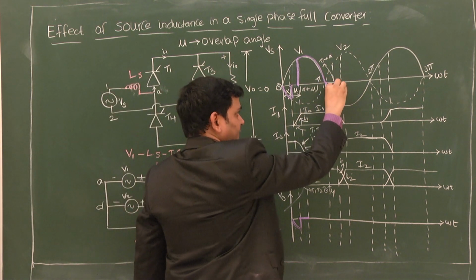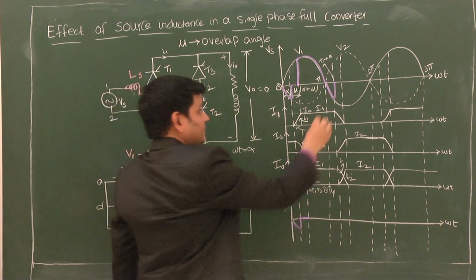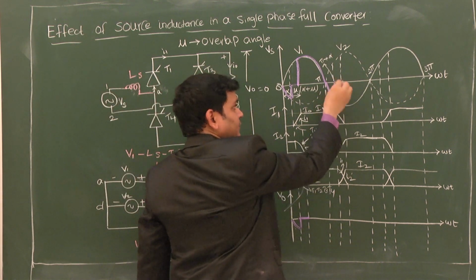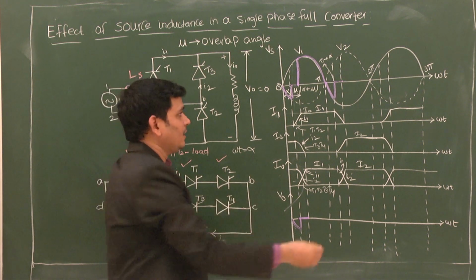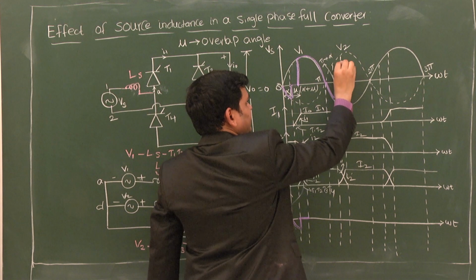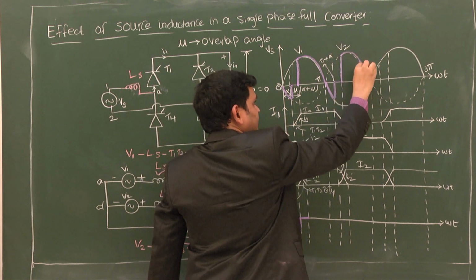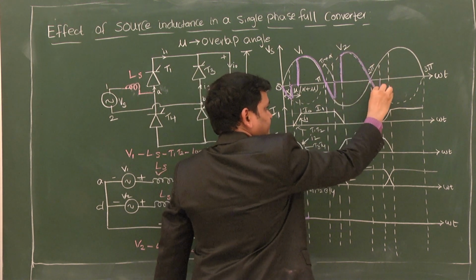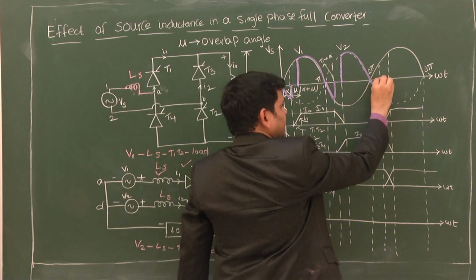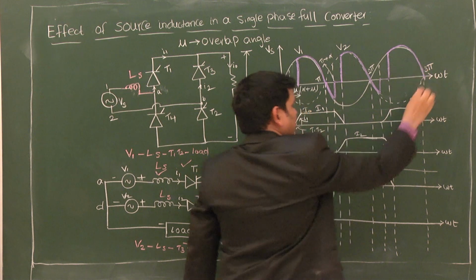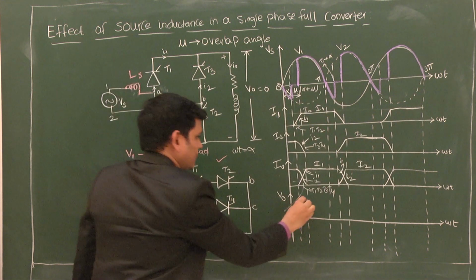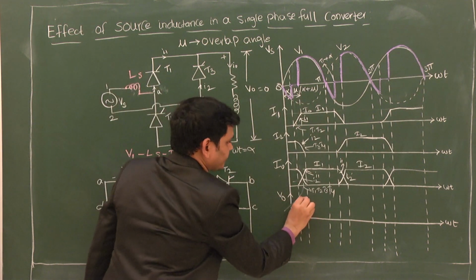Again, T1 and T2 continue to conduct. There is no output voltage as T1, T2, T3, T4 continue to conduct. Short circuit, output voltage is 0. And again T3, T4 will conduct, and this is the output voltage. And again it continues. So the same voltage I will draw here as the output voltage.